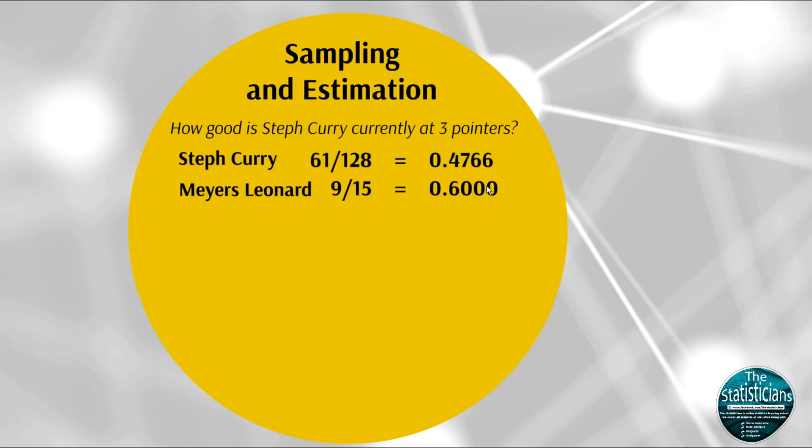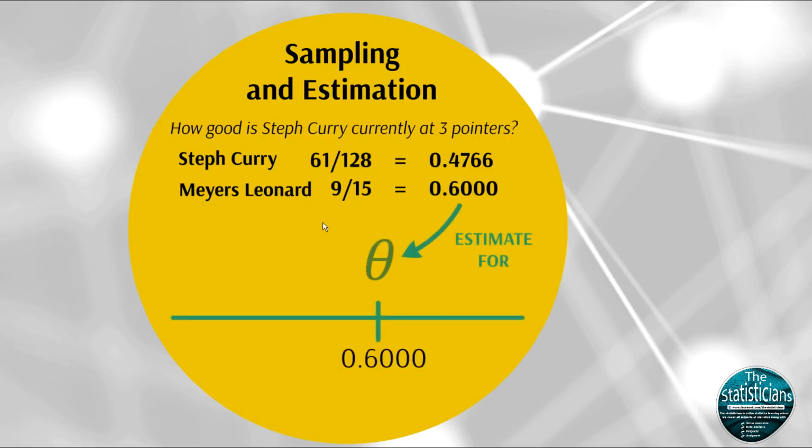If you were just looking at the sample statistics here, you'd say, well, Myers Leonard is, right? Because he's got a 60% or 0.6 proportion for 3-pointers, whereas Steph Curry's only shooting 0.476. So what is it about Myers Leonard that might tweak your intuition that something's not quite right here? Well, let's investigate in a statistical way.